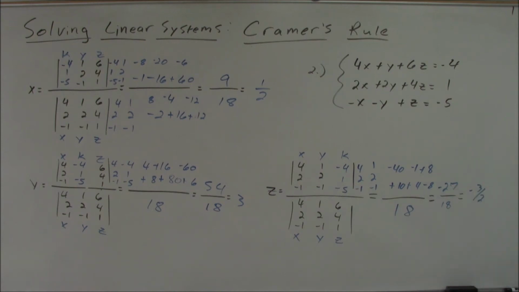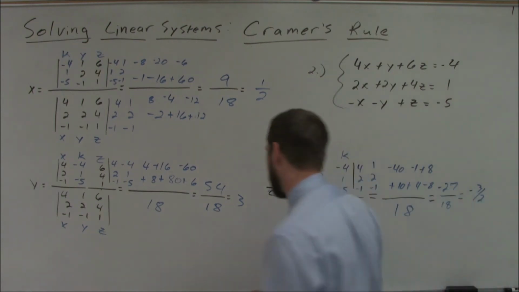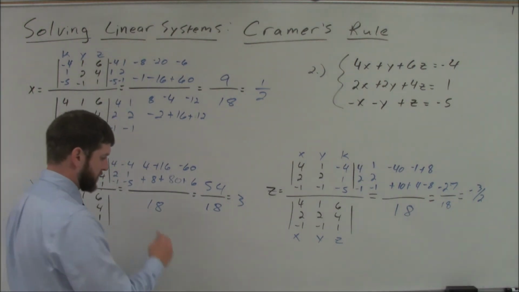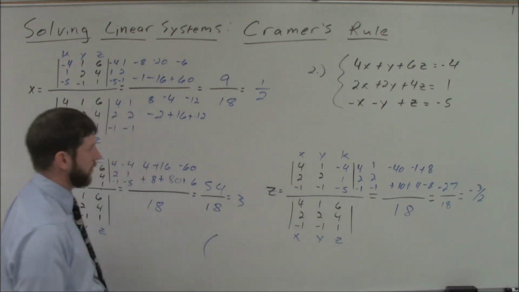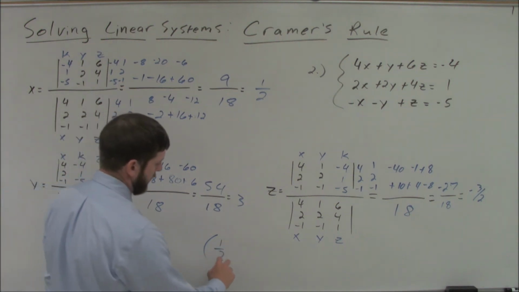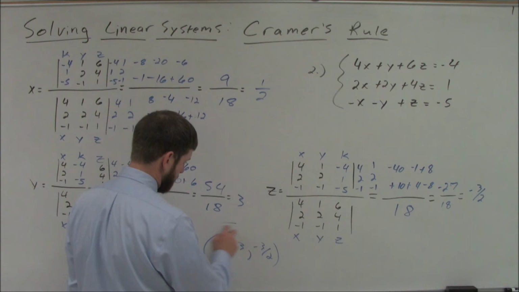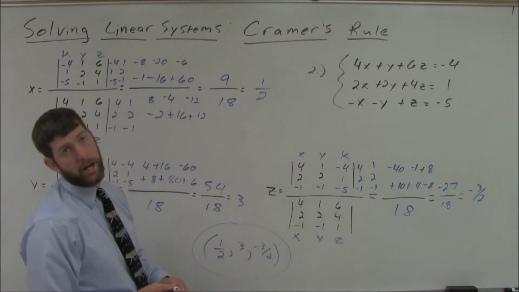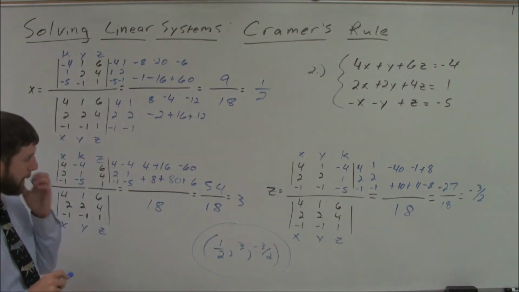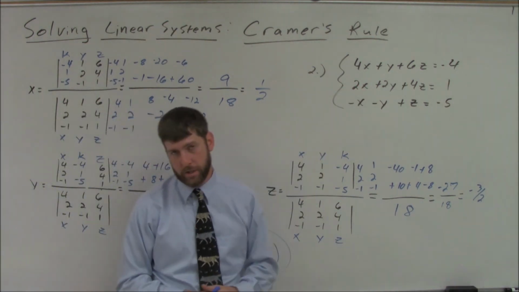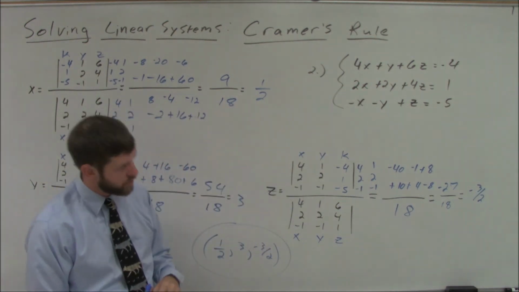So, by doing a couple of quick determinants, we did 4 determinants, and we've solved this system to get the ordered triple of 1/2, 3, and negative 3 halves. Now you may be sitting there, why would I go through all that when I could have done linear combination with those, when I could have done a substitution with those?